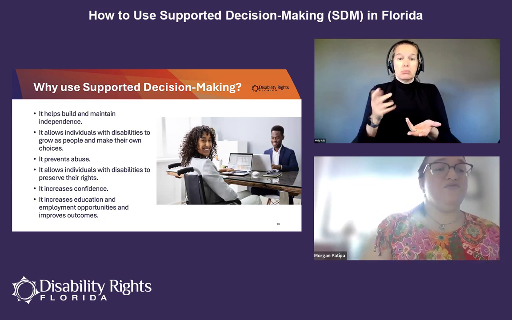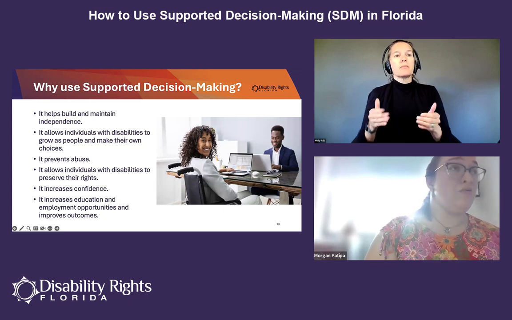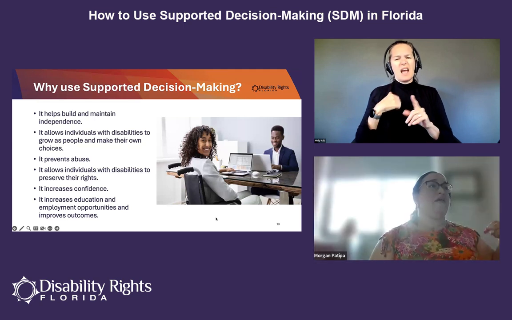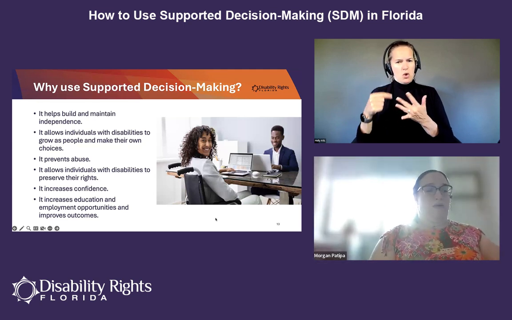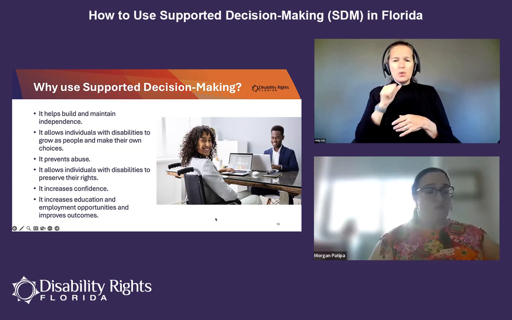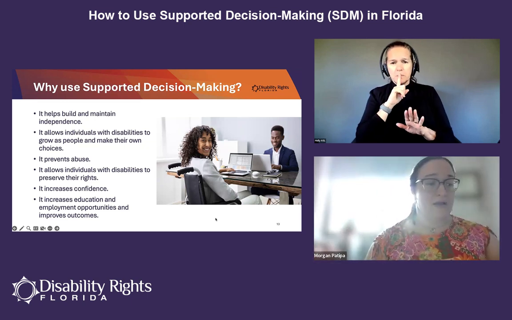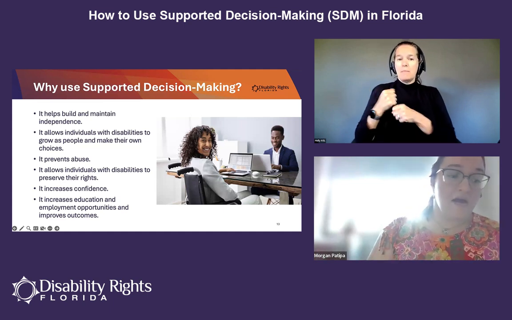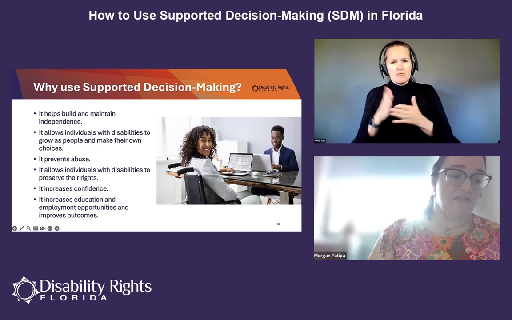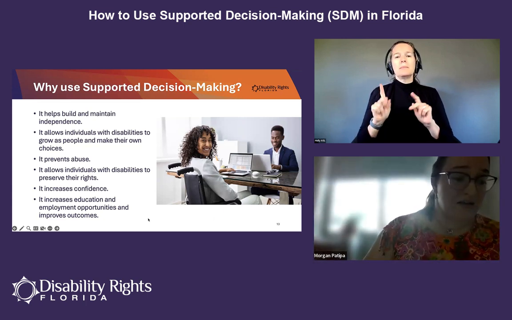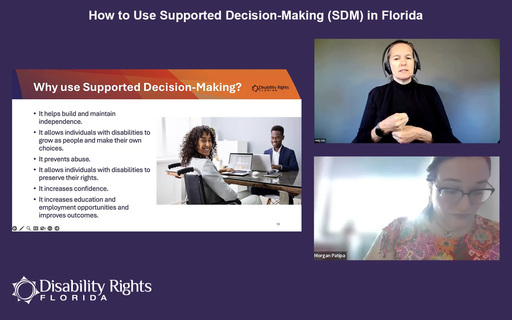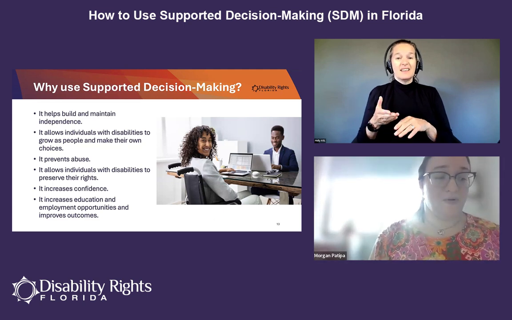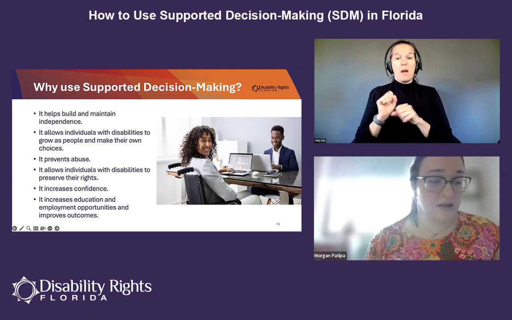It also allows individuals with disabilities to preserve their rights, right? Because with SDM, and I want to expand on this point for a second, you're not giving up your rights. You're preserving your rights and you're allowing people to help you make decisions, but you're not giving up your rights. It increases confidence for individuals with disabilities, and I think that's kind of obvious. And it increases education and employment opportunities and improves outcomes. Next slide, please.